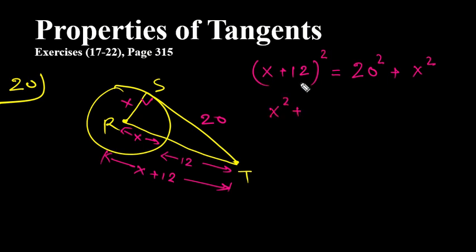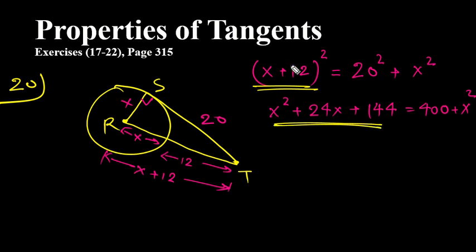x² + 12 times 2, 24x, + 12² is 144, equals 20² which is 400, + x². If somebody did not understand from here to here, in the previous question I have solved, I've used the formula. You can see that again and you will understand. So again x² cancels out. 24x is equal, take this to here, 400 minus 144, this will give you 256.